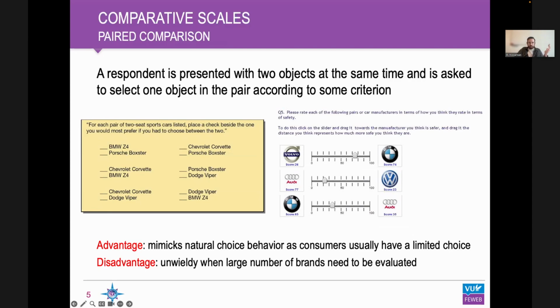So the paired comparison works well when consumers naturally have a limited choice and the test is mimicking how they would normally choose. But the disadvantage is that when there are a large number of brands to be evaluated, the comparison becomes very cumbersome for the respondents too.